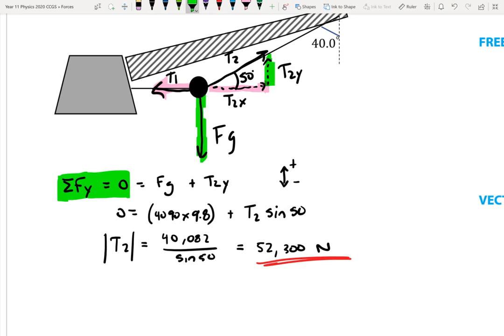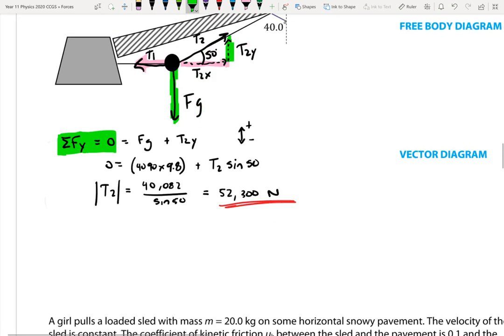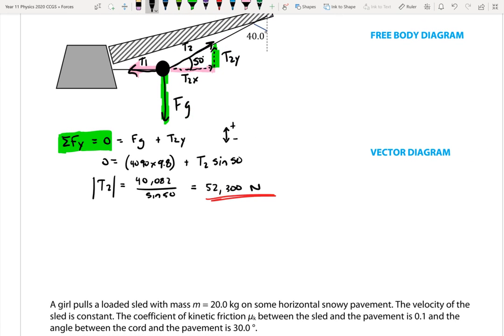Ooh, that green is sharp. Right, how do you do this? So we solve for T2. I found the magnitude of T2. Now I can use it to solve the horizontals. Now this one's going to be T1 plus T2 cos 50.